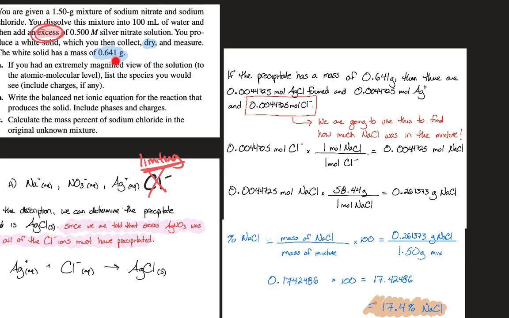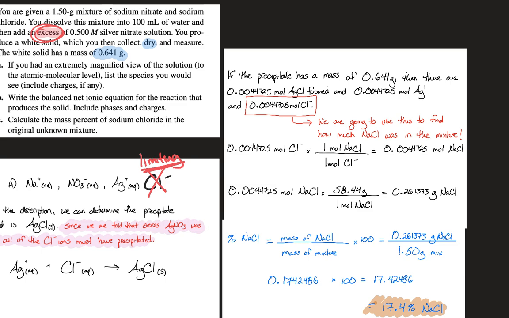So we're told that 0.641 grams of precipitate. So we can figure out how many moles of AgCl that is, right? I just divide by the molar mass of AgCl. And then I can figure out how many moles of Ag that is, right? I'm just using this ratio from the equation here. It's a 1-to-1, but we're still doing stoichiometry. So we have 0.0044725 moles of silver and 0.0044725 moles of chloride.